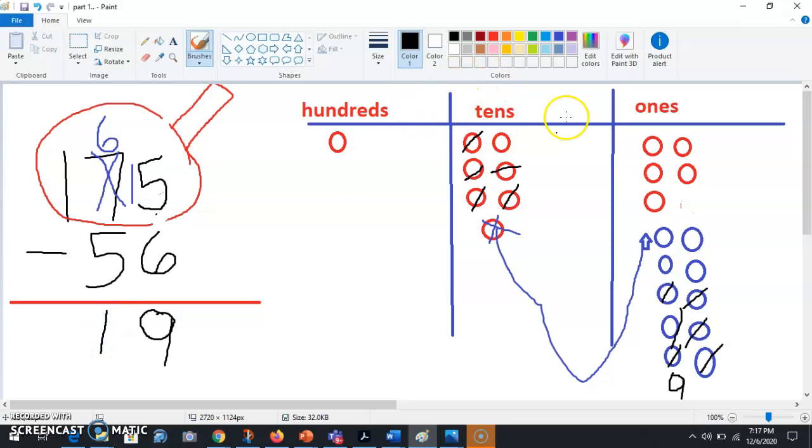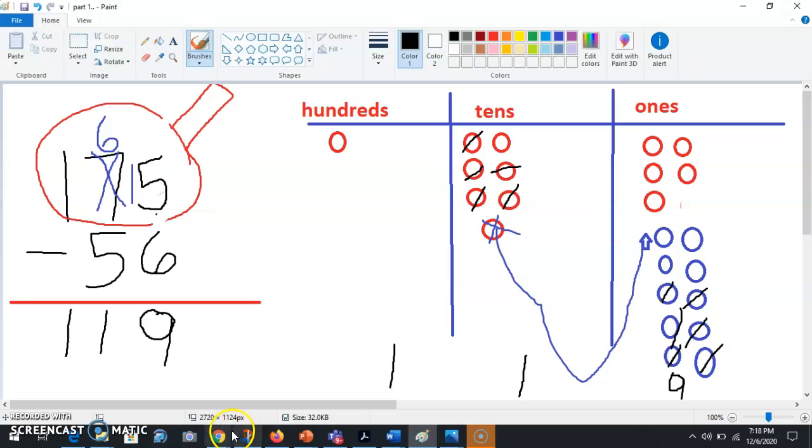And guess what, boys and girls? I have 1 left over here. So I put it right here. 100 comes down. Okay. So my answer for 175 minus 56 is 119. Okay. Super easy to work, boys and girls.